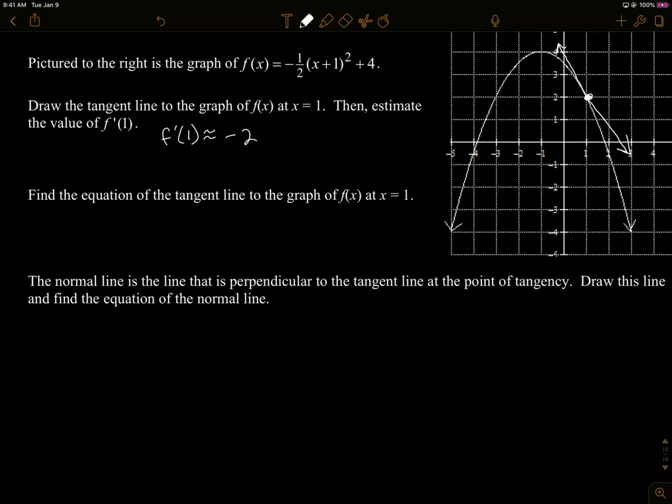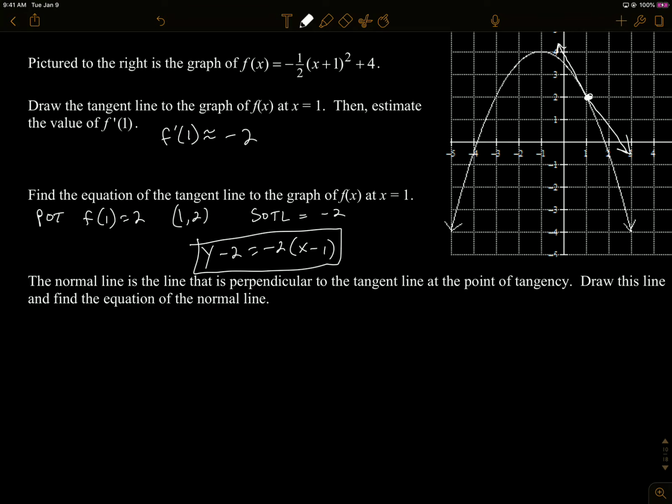Find the equation of the tangent line to the graph. So we want to write the equation there. So we need the point of tangency. That's going to be if I plug 1 into the equation, or I could look off the graph. It's going to be 2. So 1, 2 is our point of tangency. Our slope of our tangent line, we said, was -2. We estimated it at. So the equation of the tangent line, I want to write it in point slope form, is y minus 2 equals the slope times x minus 1. That's our equation of the tangent line.